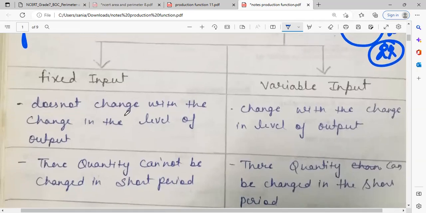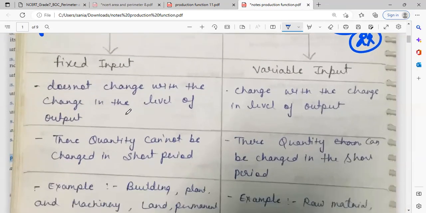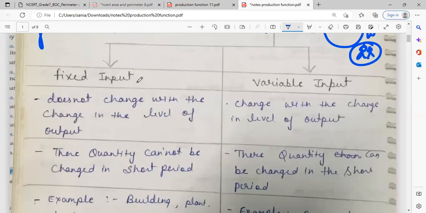Whenever you are understanding this, you have to remember the example of a marriage hall. See, fixed is, for example, a marriage is going on in this hall. Earlier it was decided that 10 people will come. But now suddenly you got information that 20 people are coming. So can you change this area? No, right? Because this is fixed. No matter whether 10 people or 20 people come, you cannot change this. So a fixed input does not change with change in level of output. Earlier the output was 10 people coming, but now the output is 20, and you cannot change this area.